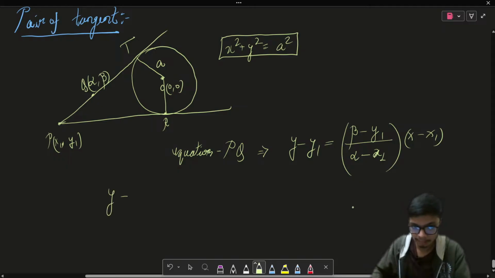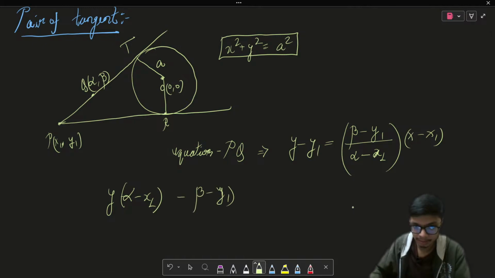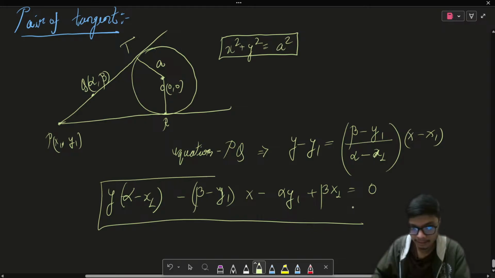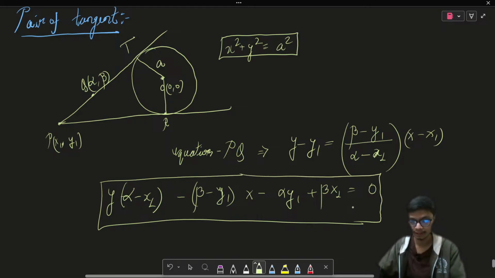So if I write it out completely, this is going to come out as y times (alpha minus x1) minus (beta minus y1) times x minus alpha y1 plus beta x1, that would be equal to 0. So this is going to be the equation of the tangent PT, such that this alpha comma beta is lying on this PT line, right?